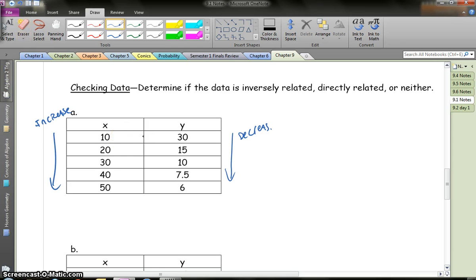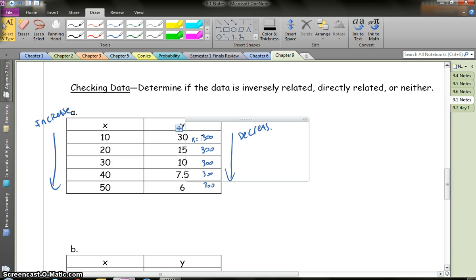Let's think about this. 10 times 30, well, you've got to find a relationship. Think of if you divide, 3 divided by 10 is 3, 15 divided by 20 is not 3, so that's not it. Now, 10 times 30 is 300. 20 times 15 is 300. 30 times 10 is 300, so on and so forth. So that's the relationship. So that tells me that k is 300.